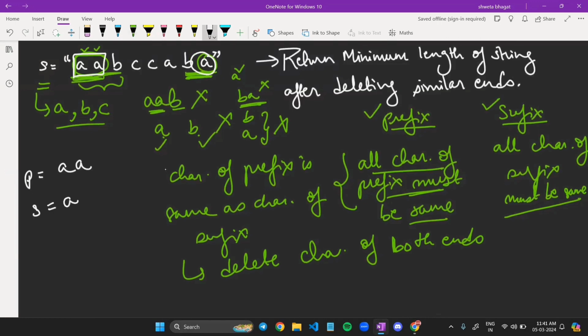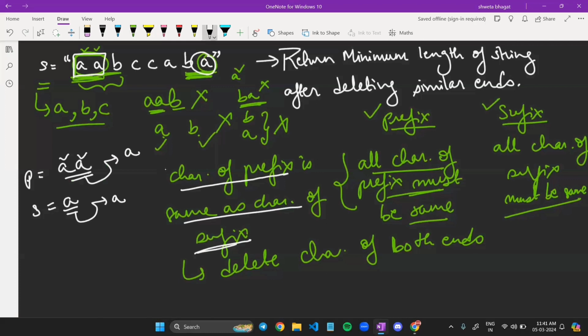So what have they said? They have said the character of prefix is same as the character of suffix. So what is the character of prefix? We are using AA. So in prefix, what is the common character? It's A, right? And in suffix, what is the character? In suffix also we are having A. So yeah, the character of prefix is A and the character of suffix is also A.